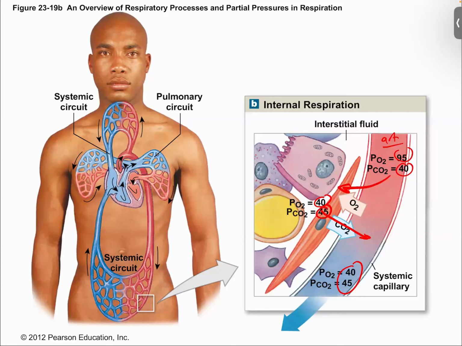And then what do you do? You go right back to the pulmonary side of the heart and you do another exchange. You drop off your CO2, you pick up some more oxygen, you go to the left side of the heart, you get redistributed out to the rest of the body. And this is what you do over and over and over again.